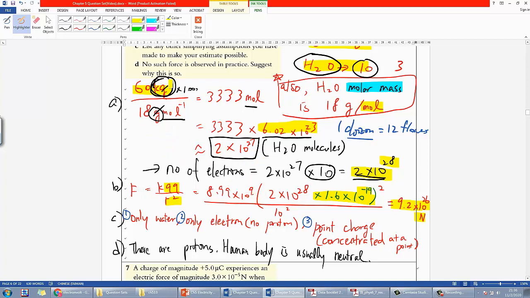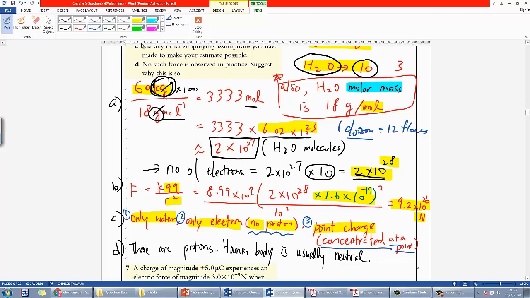So part C is asking you what kind of assumptions we have to make for the estimation to be possible. First of all, we are assuming the only substance present in our body is water. At the same time, there are only electrons. That actually means there are no protons at all, and this is one of the biggest assumptions. Number 3 is that we are assumed to be point charges, because in fact when the charge is distributed differently, it may affect the force a little bit. But I think the most important is that there are no protons. A point charge means the charge is concentrated at a point, similar to center of mass.